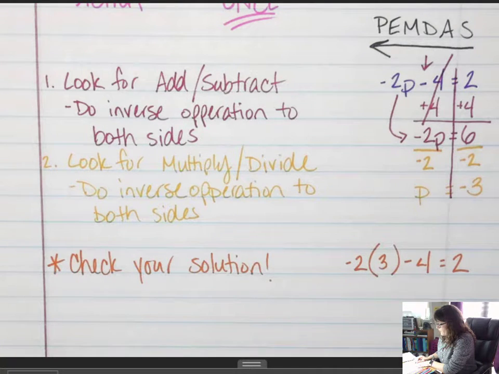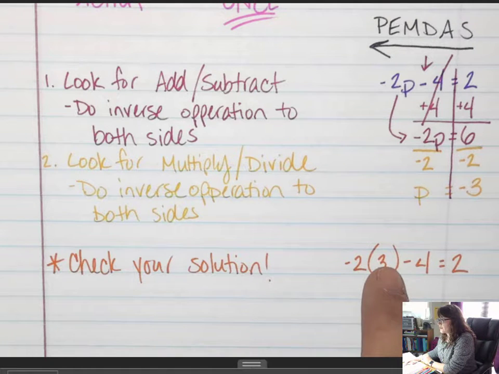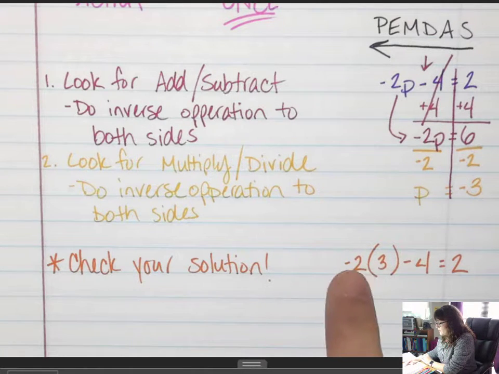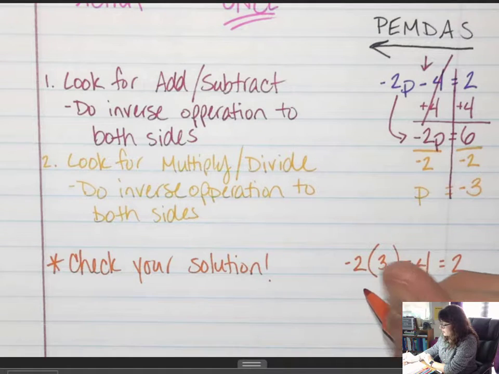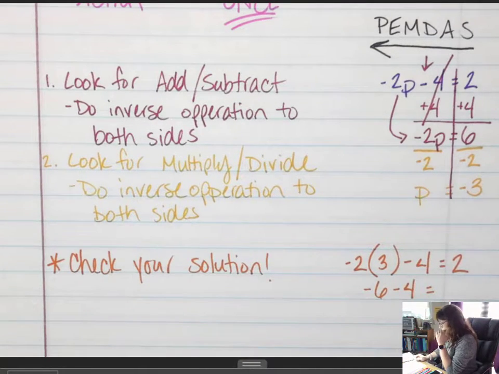So which part do I do first? Add or subtract? Now we're going forward. Oh. Multiply, divide first. So this is parentheses, but this parentheses doesn't mean do anything. It means multiply. So -2 times 3 is -6, and -6 minus 4 is -10. It's not 2, though. Wait, where did we mess up? You didn't put the negative sign. Thank you.